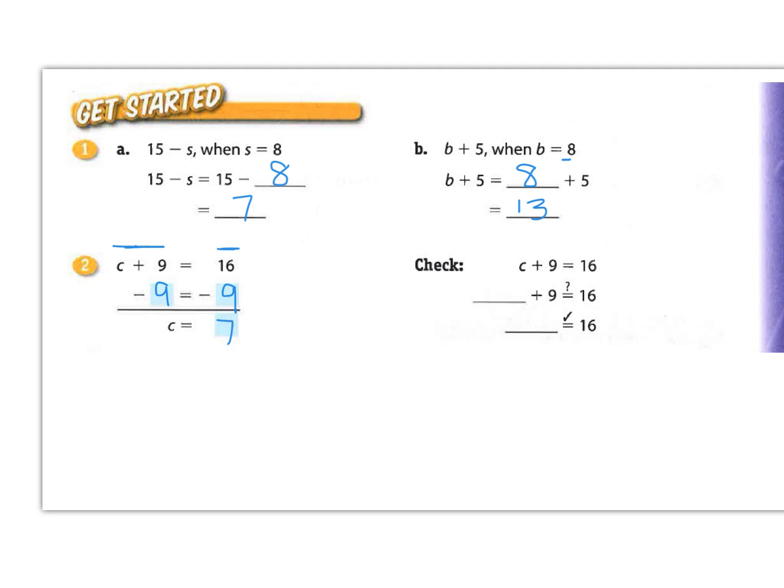So now what we do is we go over here and we check our solution. So if we think c equals 7, let's substitute it in for c. So 7 plus 9, does it equal 16? 7 plus 9, it does equal 16, so that means it is correct. So the nice thing about algebra equations is that you can always check your answer.